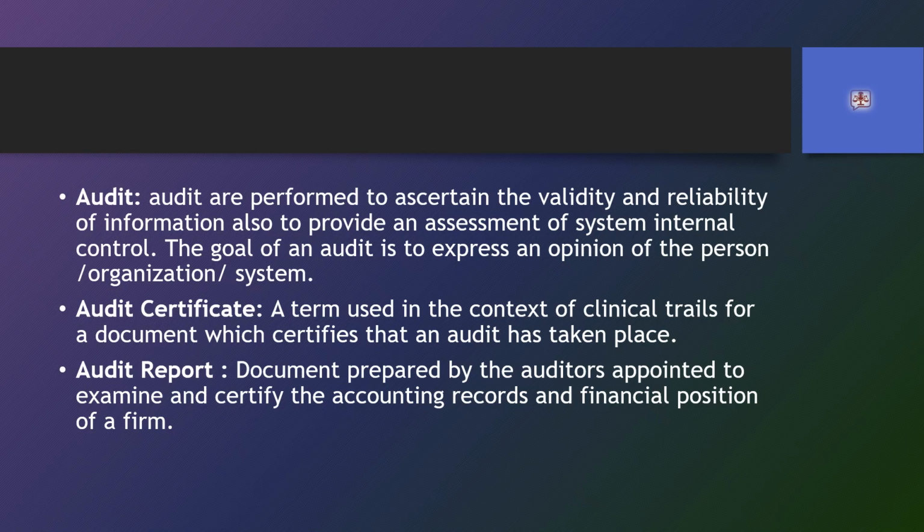Audits are performed to ascertain the validity and reliability of information, and also to provide an assessment of a system's internal control. The goal of an audit is to express an opinion of the person, organization, or system. So audit is nothing but a quality check. They'll check whether the information is correct or not, whether it is reliable or not, and whether the system is working properly or not. So they will see all these three things, and the main goal of an audit is to give an opinion about whether everything is okay or not.